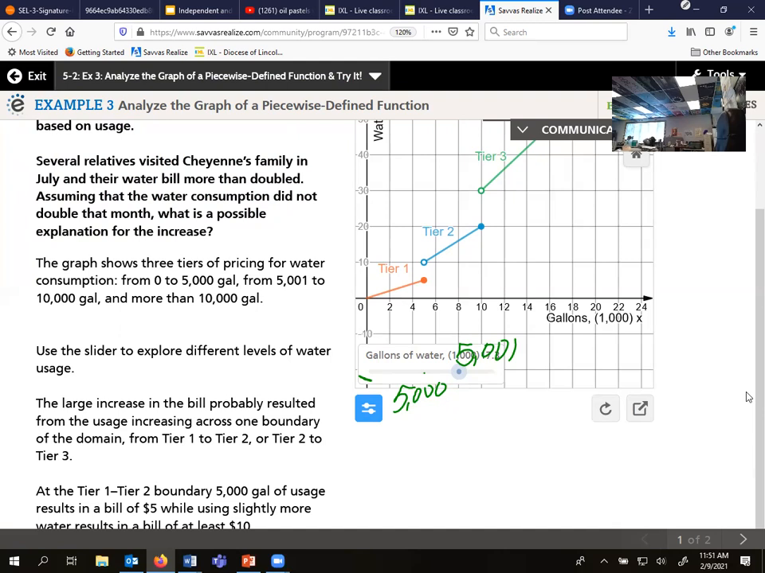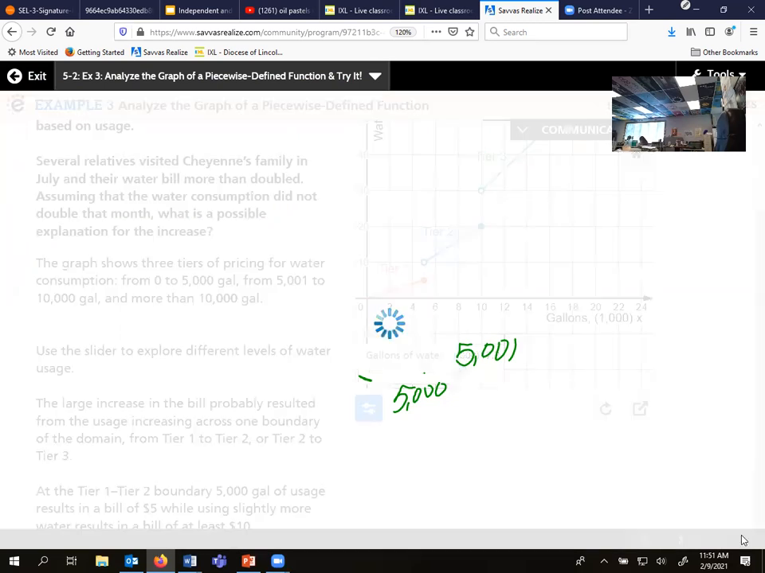And you can see that just by looking at the graph. You don't need to know exactly how much water they used to know how much they spent. They're not really asking you that. But you can see that there's like an increase in price. Then another.